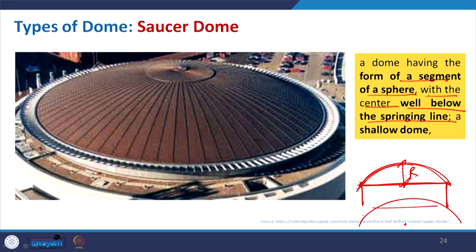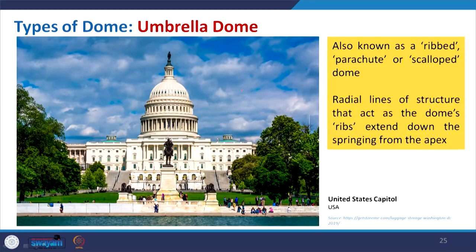So this is the line that we have talked about, the springing line, even in the vault. This particular portion is the saucer vault. Here you can see how almost flat it is. So it is the saucer dome.